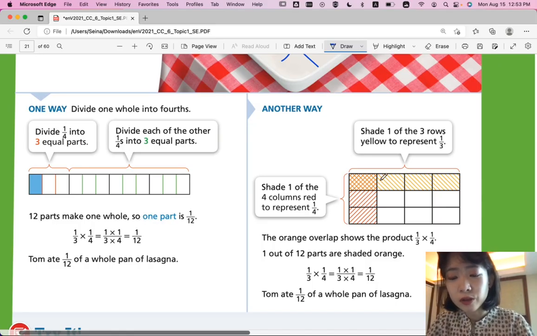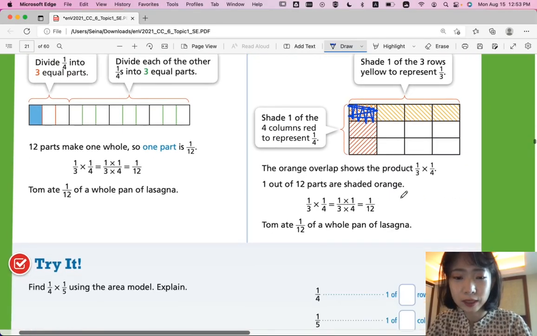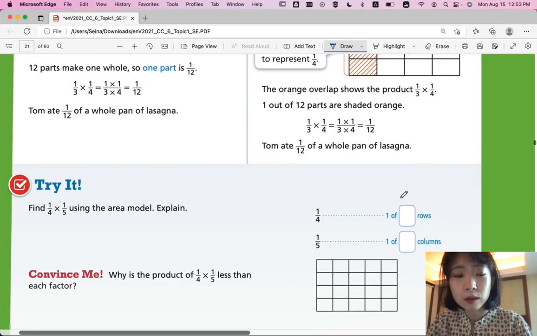Another way, you can multiply 1/3 by 1/4. Okay? And you can shade 1/4 first of the whole, and then you can shade 1/3 that represents 1/3 of the whole thing. And the part that's shaded both ways is going to be 1 part out of the whole 12 pieces. Okay. So let's try this.